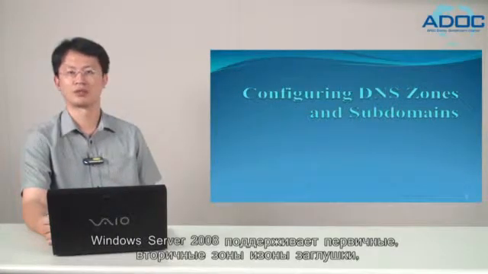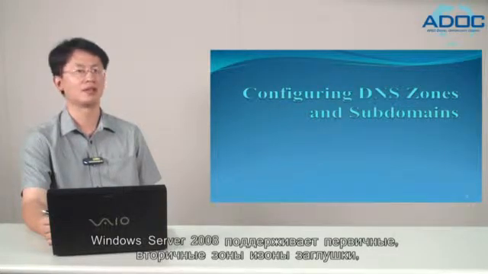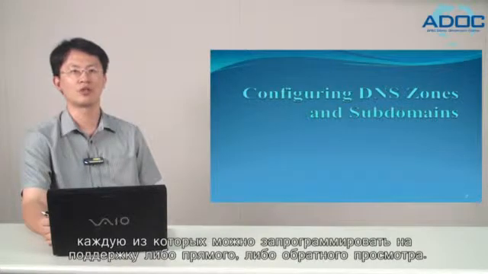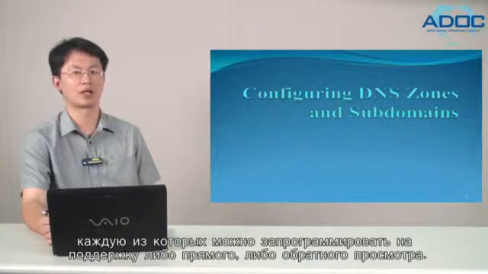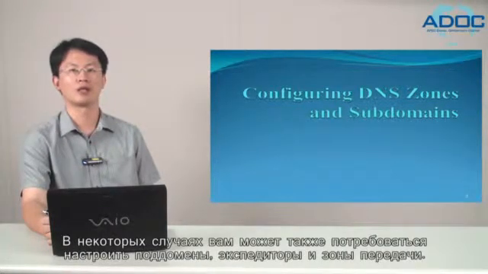Windows Server 2008 supports primary, secondary, and stub zones, each of which can be created to support either forward lookups or reverse lookups. At times, you might also need to configure subdomains, forwarders, and zone transfers.